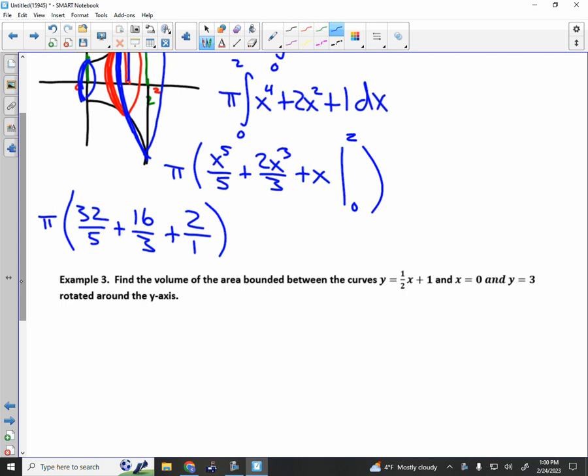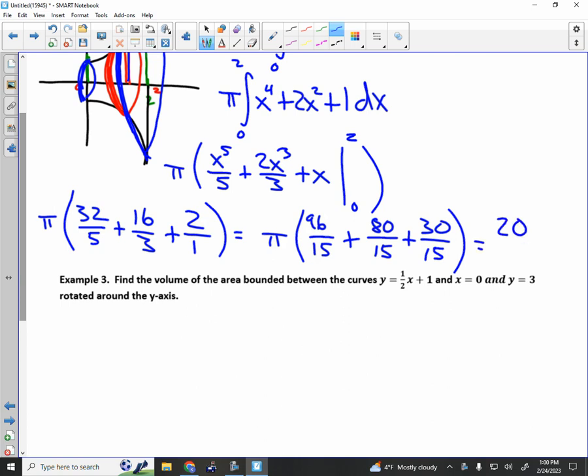We'll treat this as a problem without my calculator. Common denominator should be 15 pi times 96 over 15, 80 over 15, 30 over 15. 96 plus 80, I see that as 176, plus 300, I see as 206.